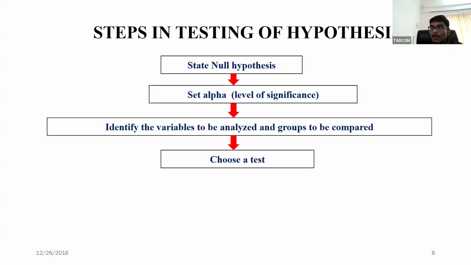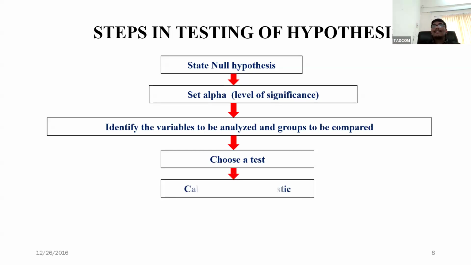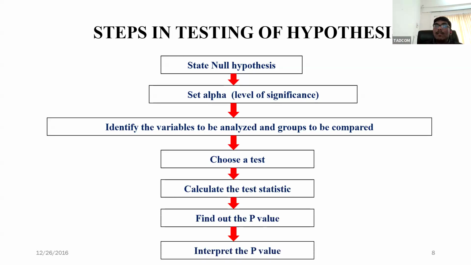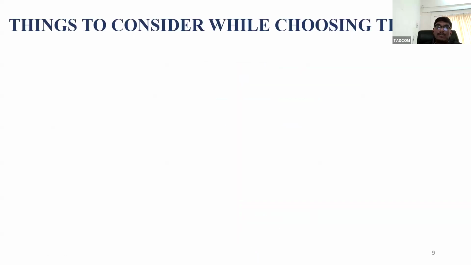Okay, so based upon the test, we will be getting the test statistic, and from this we will be calculating something called as the p-value, and based upon the p-value we give our interpretation. So finally, p-value less than 0.05 is considered statistically significant, right? So this is how we test the hypothesis.